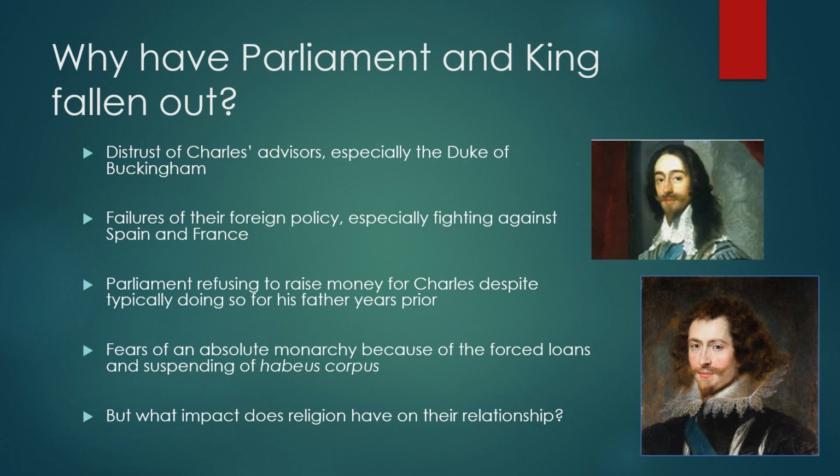So why did Parliament and the monarchy actually fall out? Well, it all started with the distrust of Charles's advisors, especially the Duke of Buckingham. Parliament had been wary of him from the very beginning, didn't like how influential he was over Charles, and believed the decisions he was calling him to make were very disruptive and simply bad.